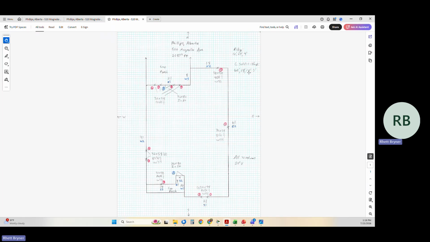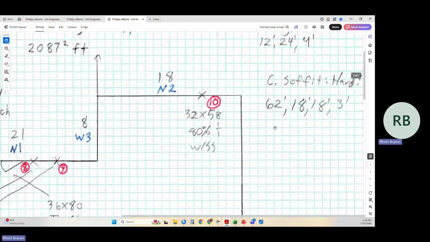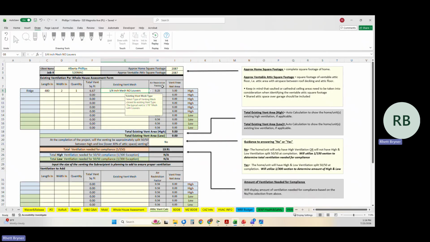So you can see here I've got 62, 18, 18, 3. So 62 plus 18 plus 18 plus 3. That's 101. And again, we're going to multiply by 12 to convert it to inches. All right, so that's 1,212. So we're going to put C soffit for continuous soffit, 1,212 inches of soffit.